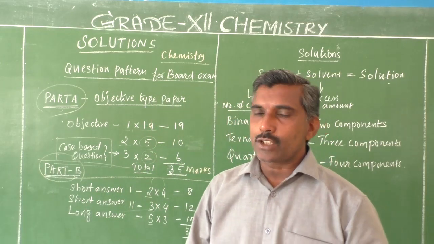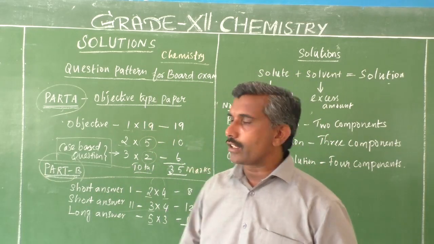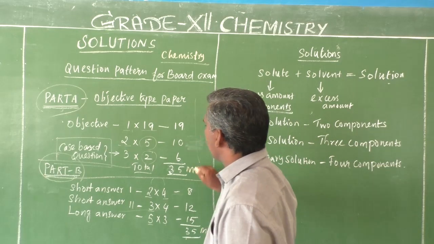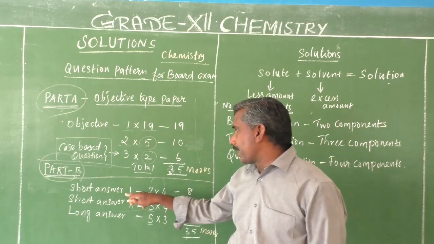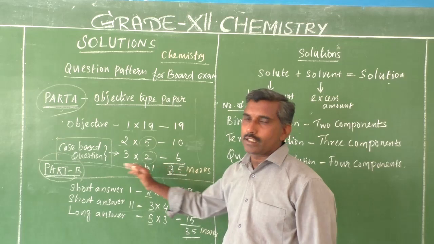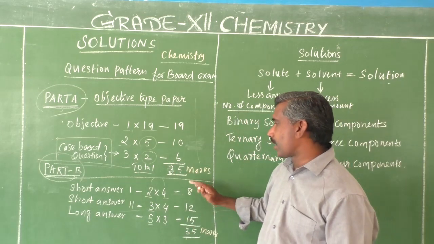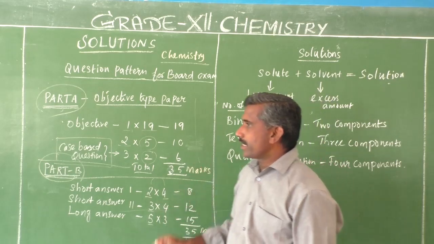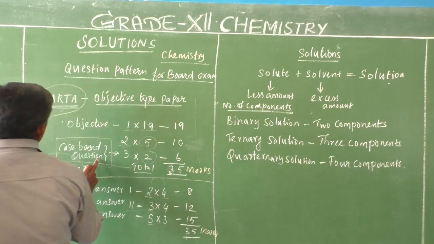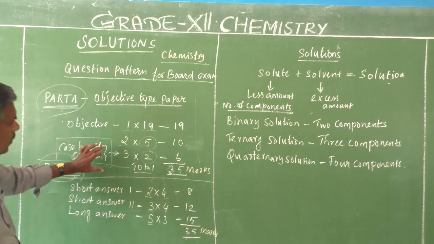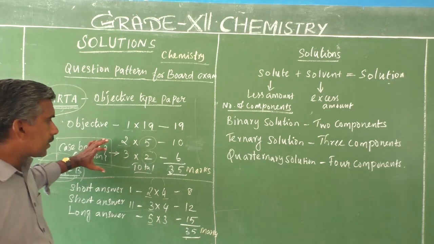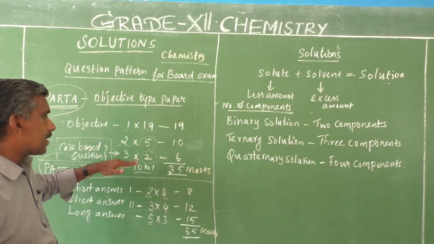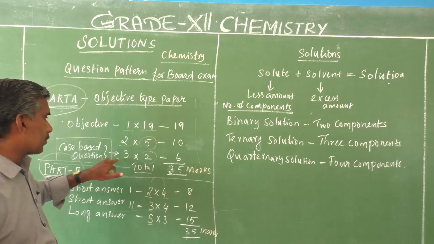So read the textbook thoroughly, line by line, and you can answer these 35 marks. Part B, we have already studied this type of question: 2 mark, 3 mark, and 5 mark questions, you already know. This year only the case based question is different. If you read the textbook thoroughly, you will answer the questions very easily.